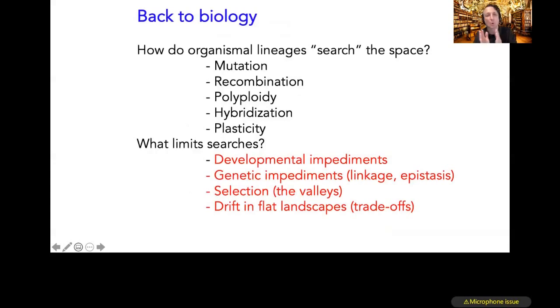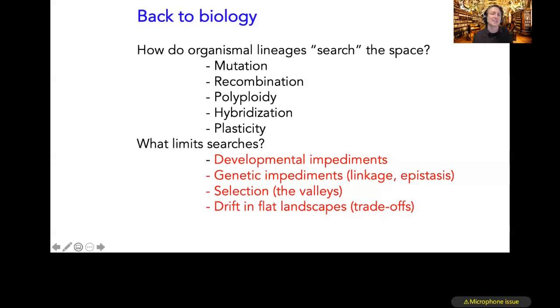How then do organismal lineages search this space? So remember, mutation, recombination, polyploidy, critically important for plants. Hybridization, critically important for plants. Plasticity, plants are actually quite plastic in terms of how they can, within their ontogeny, change their traits. So what is going to be limiting the search? Things like developmental limits, genetic impediments, right? It's natural selection, drift. All right.